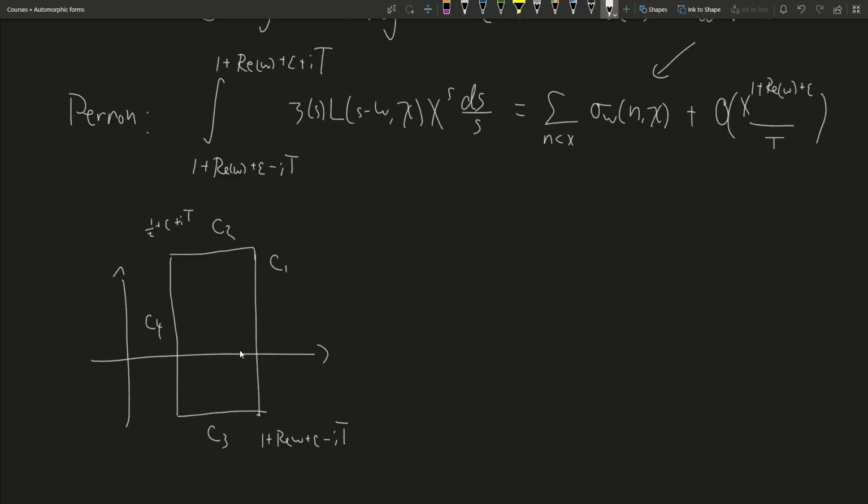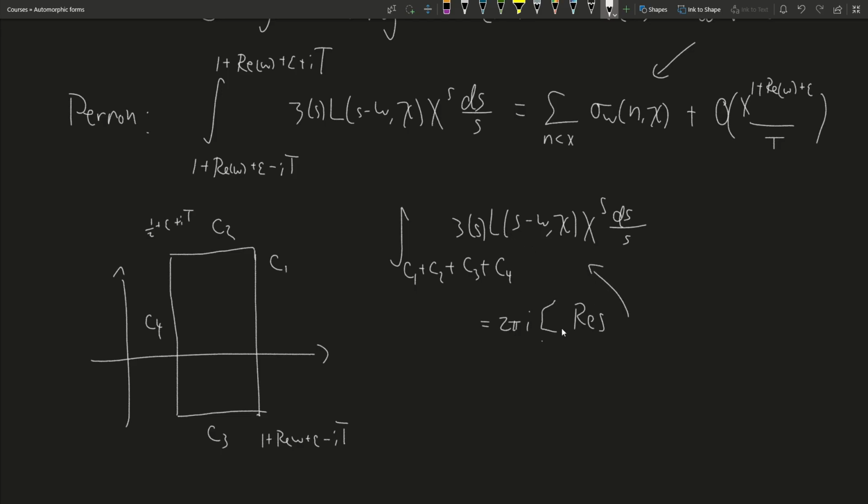Cauchy's residue theorem says that the integral along this entire contour of our integrand, zeta of s, L of s minus w chi, x to the s ds over s, is equal to 2 pi i times the sum of residues of this thing, and this will be a sum in the rectangle.